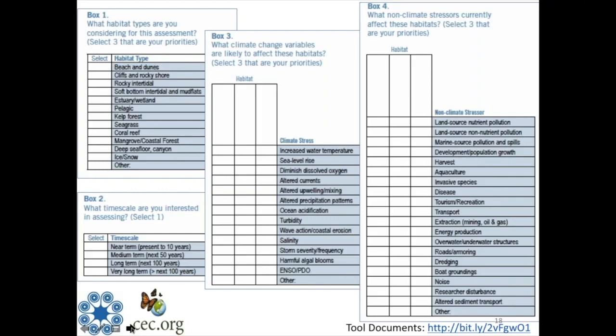So going box 1, 2, 3, and 4, you were looking at what habitat types. Box 2, what time scales you're interested in. Box 3, what are the climate change variables you are considering or worried about in your area. And of course, box 4, what are those non-climate stressors going for. With this initial information, you can begin to dig in.